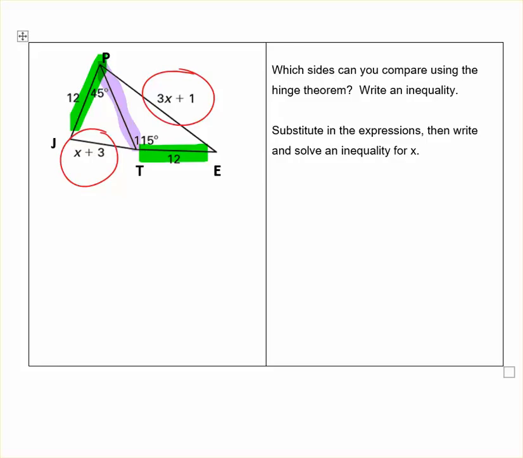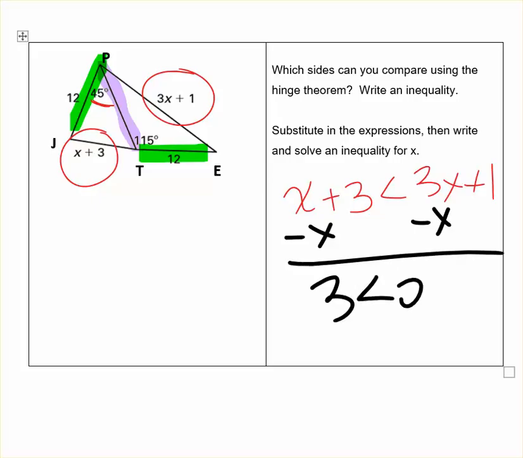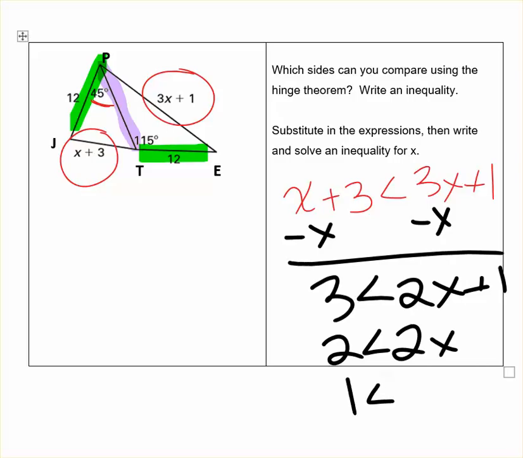Now remember, you can't always just go by the sketch. We have to look at that angle. We'll notice that the 45-degree angle is smaller, so that opposite side must be smaller. So x plus 3 needs to be less than 3x plus 1, and that's because the 3x plus 1 is across from the 115-degree angle. So now we're going to solve for x. We're going to combine our x's on that side. So 3 is going to be less than 2x plus 1. So 2 is going to be less than 2x. Dividing by 2, 1 is less than x.